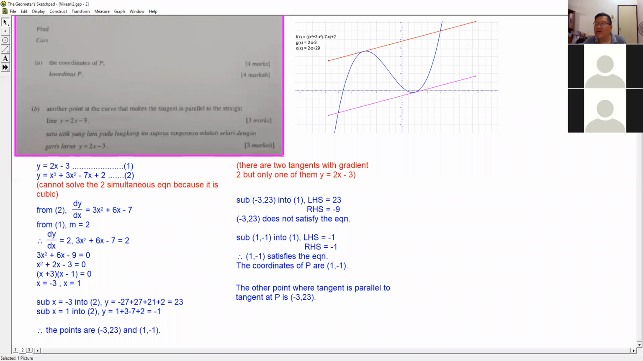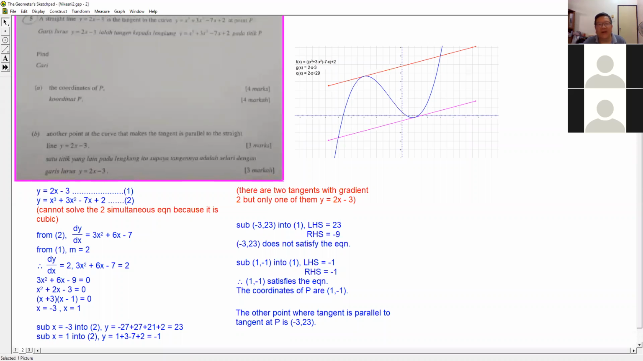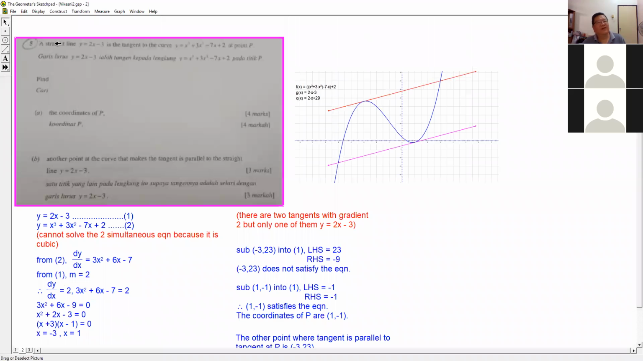It's there. Okay, so I scroll up, then you can see. Now there's a straight line y goes to 2x minus 3. And this straight line is a tangent to the curve y goes to x cubed, and so on.